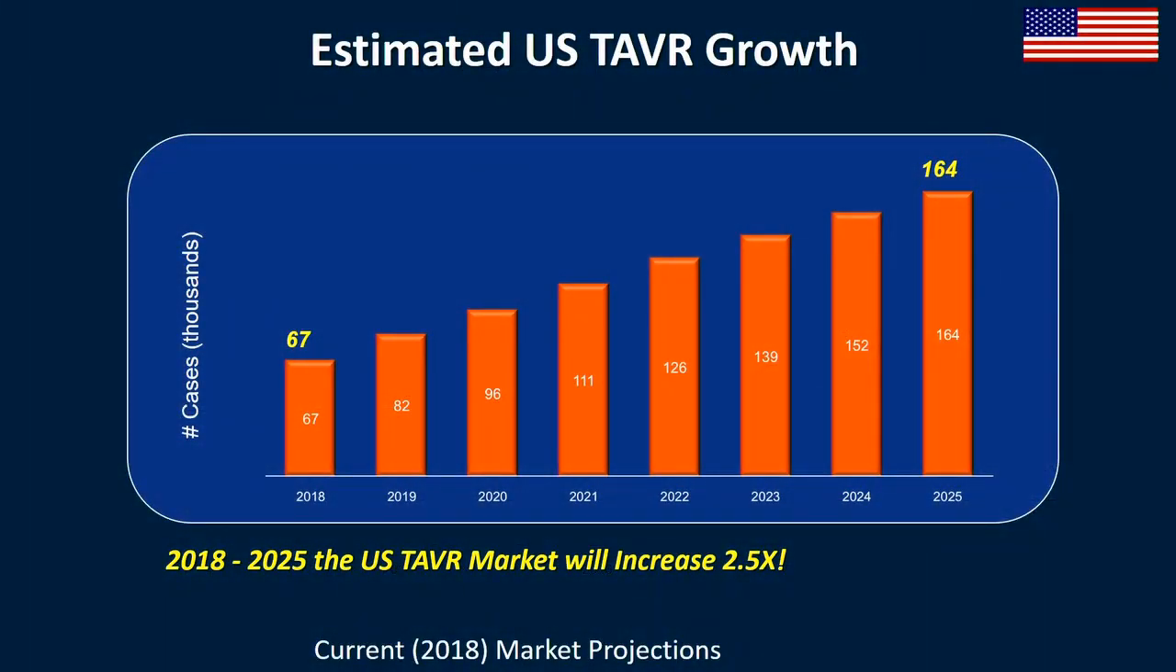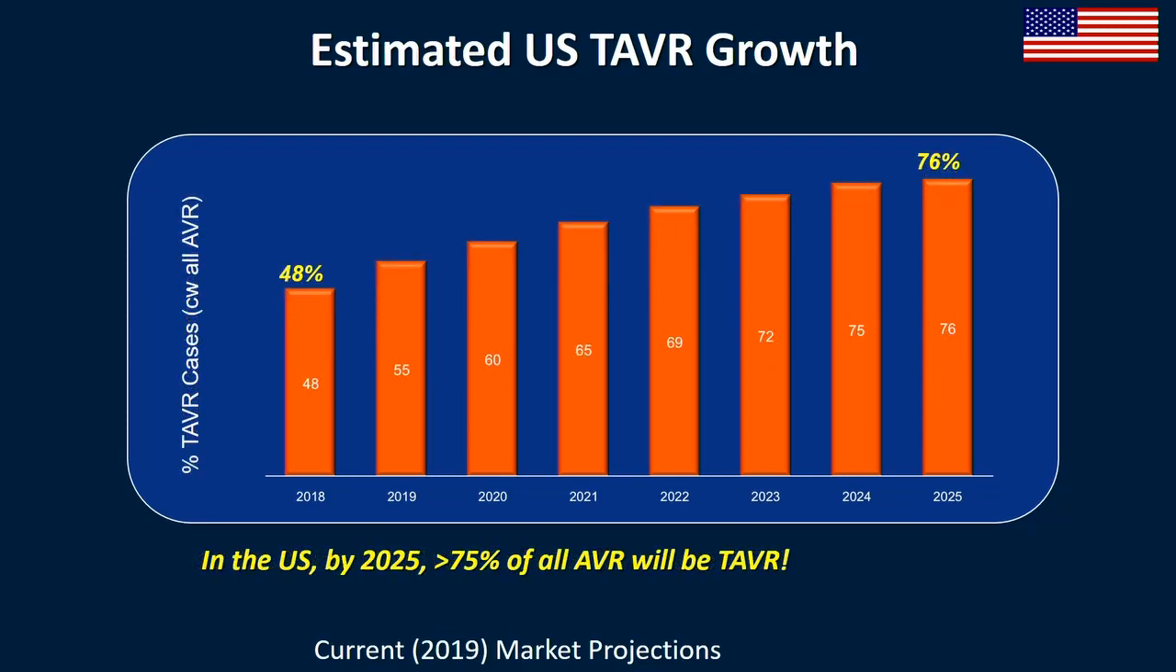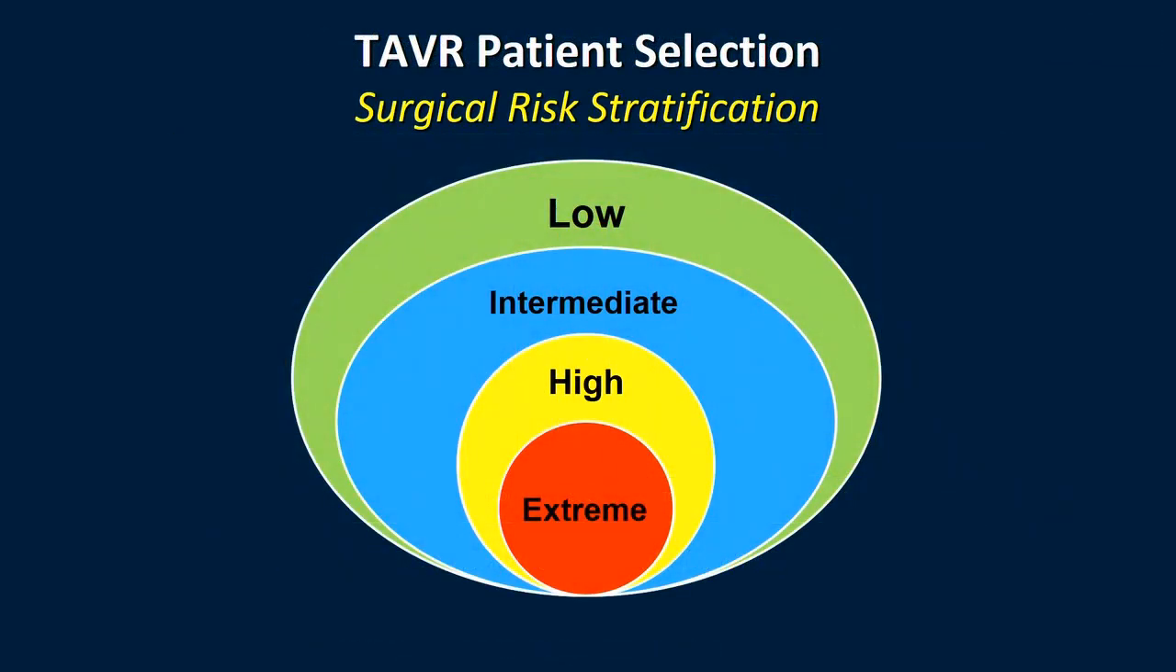Those numbers are going to continue to diverge as we get to low risk. The estimated US TAVR growth you can see here at 2025, and this is number of cases by thousand. So if today we are doing about 67,000 in 2019, the estimation is that within 6 years, this number will go to 164,000 TAVR per year. And the number of TAVR across all the aortic valve replacement would be 76% in 2025. It's not that far, it's only 5 years from now.